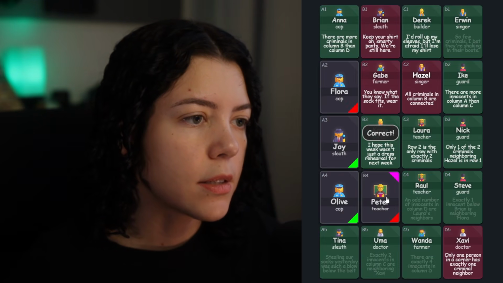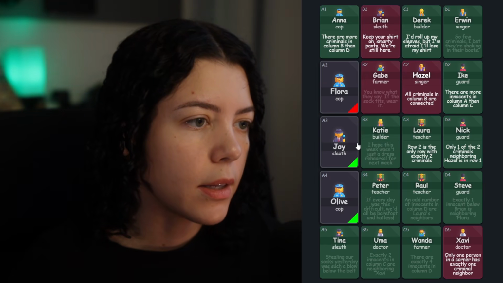Derek has to be an innocent, which makes Brian a criminal, which makes Gabe a criminal, which makes Katie an innocent, which makes Peter an innocent. And that is a lot.